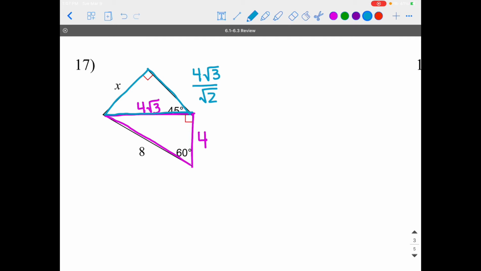Divide by square root of 2, and then we will rationalize. So times square root of 2 over square root of 2 equals 4 radical 6 over 2, which is 2 radical 6.